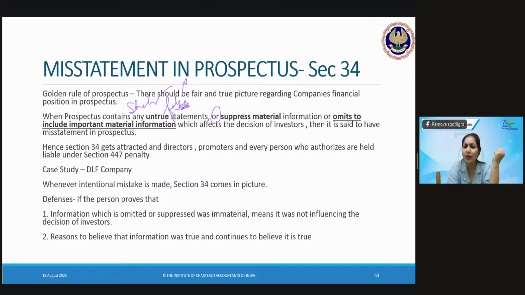The moment I make any false statement, all my directors, promoters, and every person who has authorized the prospectus, Section 34 penalty will get attracted and we will be held liable under Section 447. Today we will understand Section 447 in detail. What is Section 447?